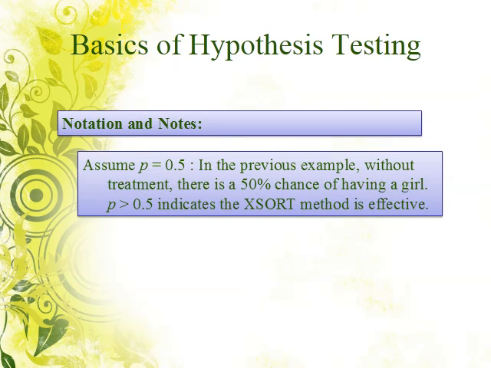So a little bit about notation. In the previous example, we assumed that p equaled 0.5. We didn't state it explicitly, but we assumed that the proportion of girls you would expect to get out of all births would be 0.5 or 50%. So without treatment, there would have been a 50% chance of having a girl. P greater than 0.5 indicates that this method was effective, because that's saying that the proportion of people who are using this method and get a girl is greater than 0.5. Or in other words, there's greater than 0.5 chance of having a girl using this method.